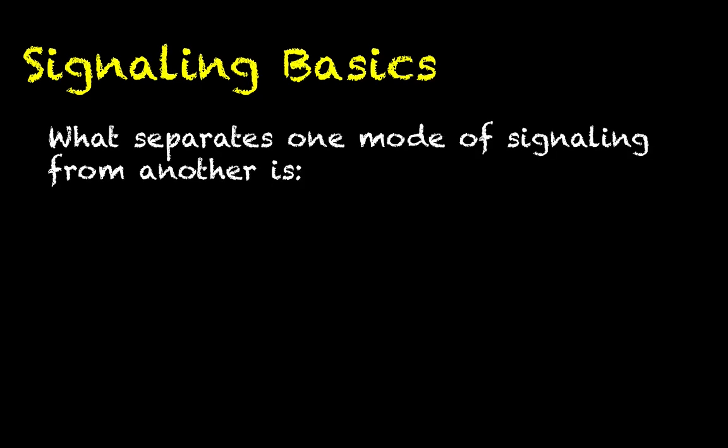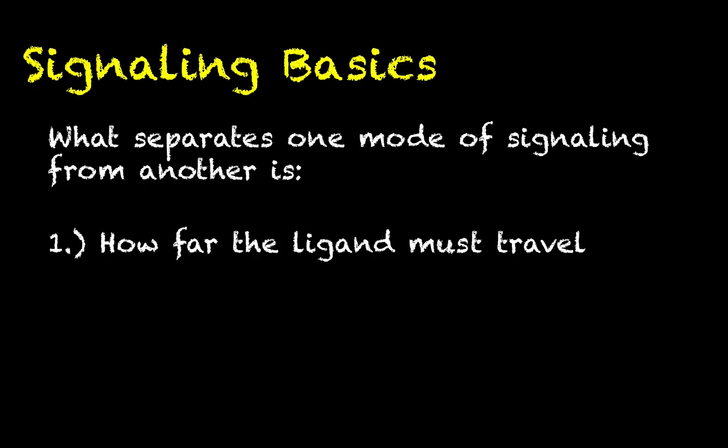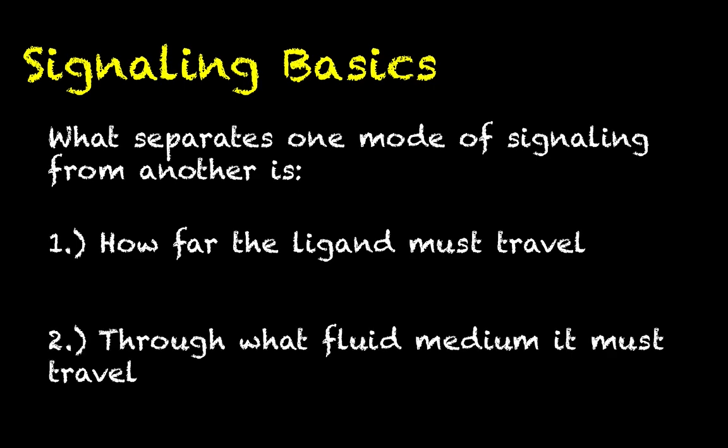Now, we're going to talk about all different types of signaling in the body over the next few videos, but what you're going to see is what actually separates one kind of signaling from another is, number one, how far the ligand has to travel from where it starts to where it's going to end up, and number two, through which fluid medium it's going to have to travel to get there.